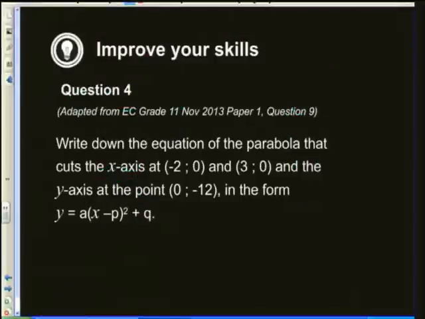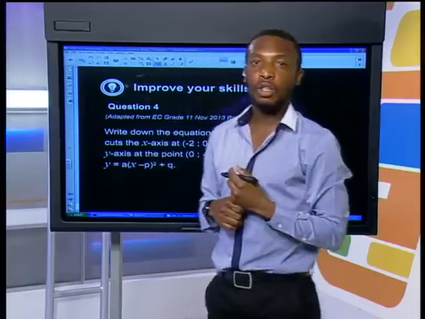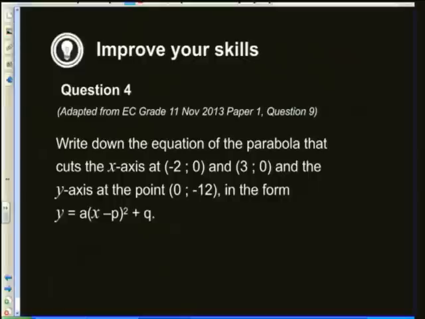Let's move on to the next question, grade 11s, that is question 4. It says, write down the equation. So they're asking us to find the equation, and we know that it's a parabola. Okay, thank goodness. That should make things easy for us. That cuts the x-axis at these 2 points. They give us the x-intercept and the y-intercept in this form.